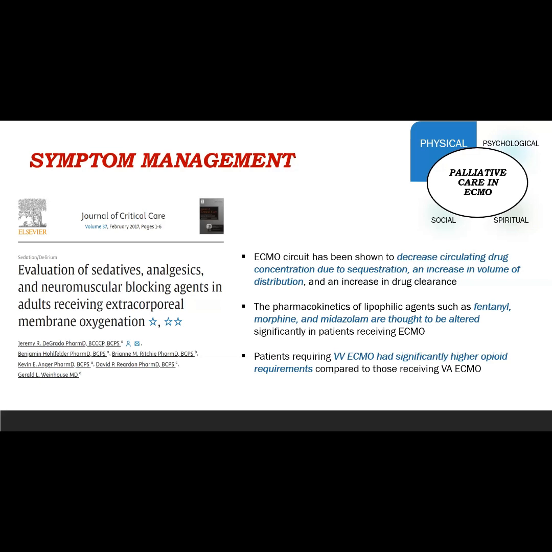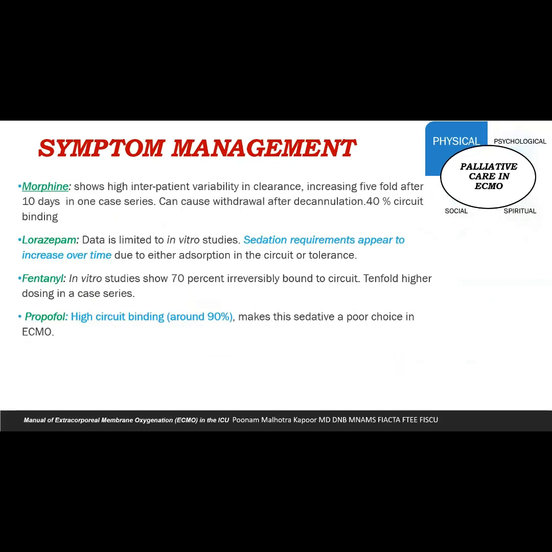This is a paper which was published in the Journal of Critical Care, evaluating sedatives, analgesics, and neuromuscular blocking agents in adults receiving ECMO. The pharmacokinetics of lipophilic agents such as morphine and midazolam are thought to be significantly decreased in patients on ECMO. Morphine shows high interpatient variability in clearance, increased up to 5-fold after 10 days in one case series, and can cause withdrawal after decannulation. About 40% of circuit binding is shown by morphine.